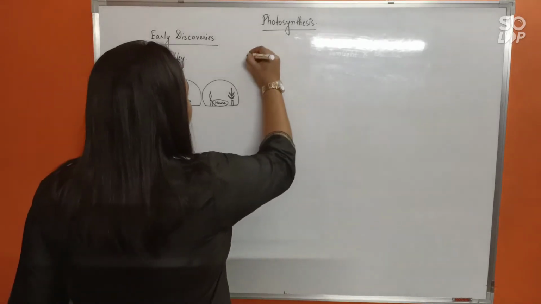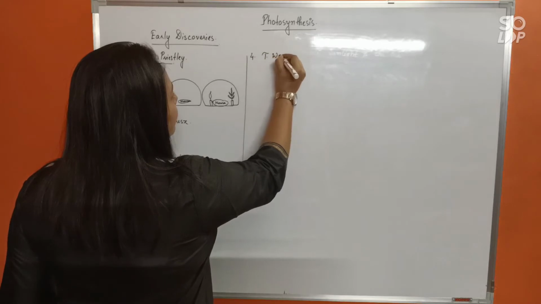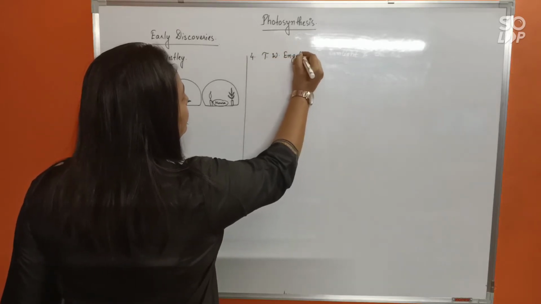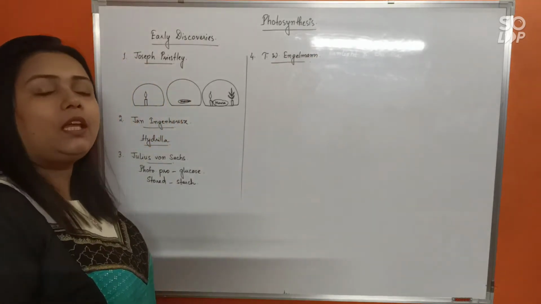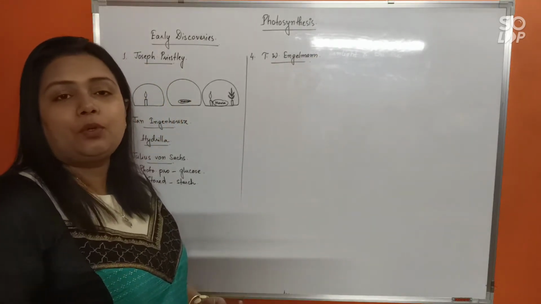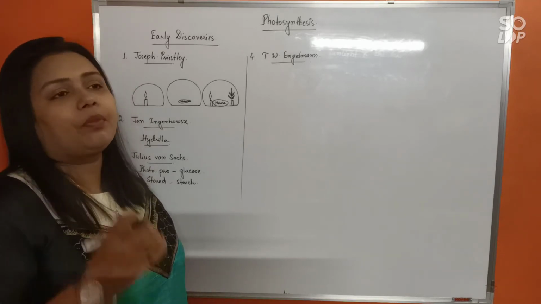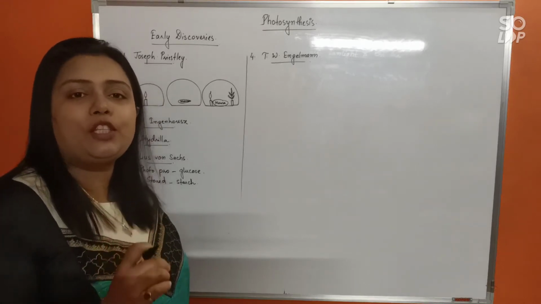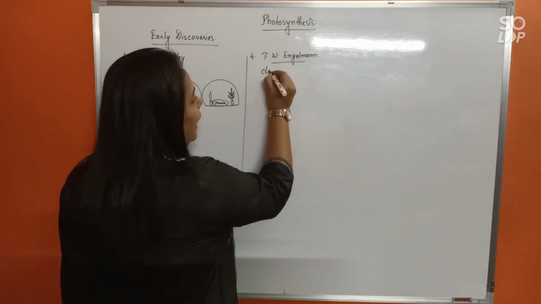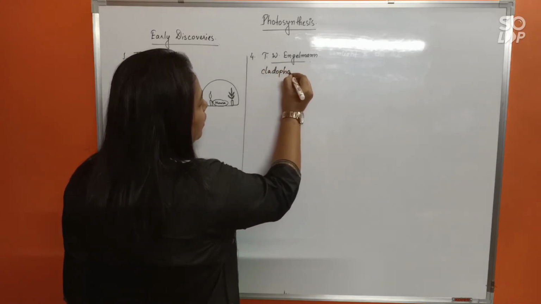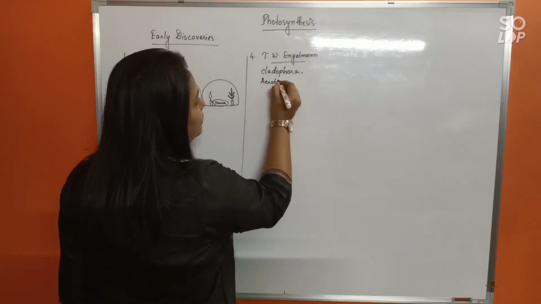Alright, next, T.W. Engelmann. T.W. Engelmann proposed the first action spectrum of photosynthesis. That means in T.W. Engelmann's experiment, he experimented using a green alga Cladophora and a suspension of aerobic bacteria.